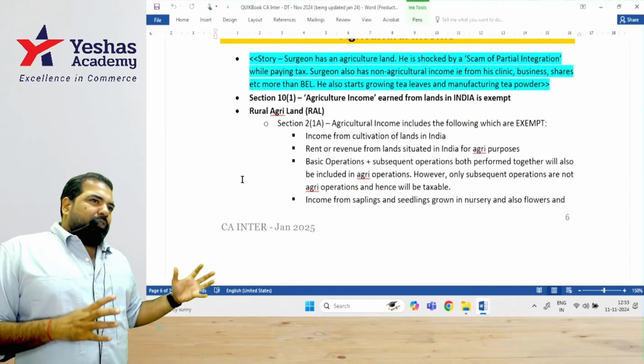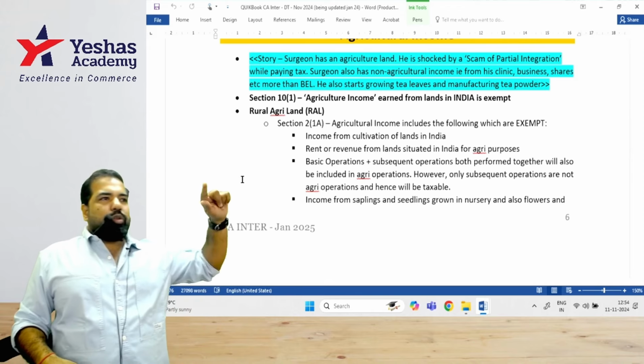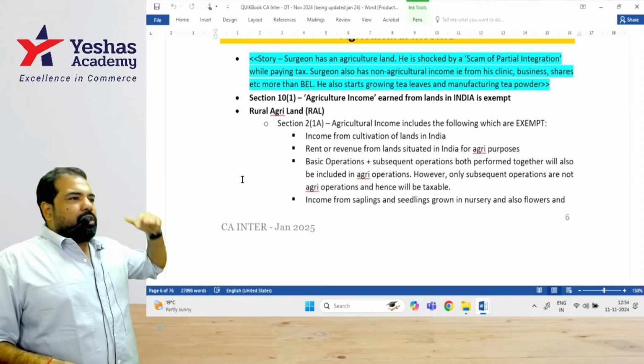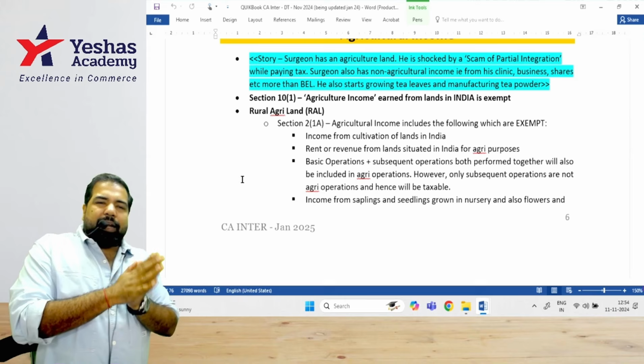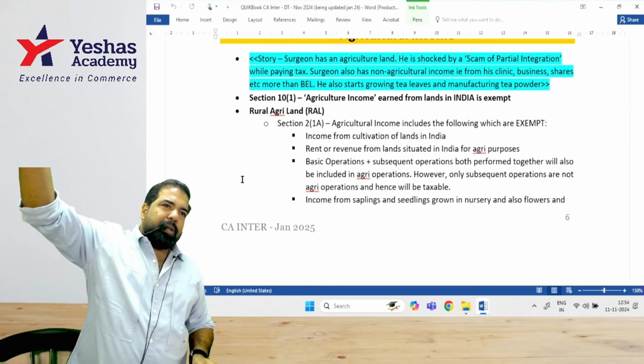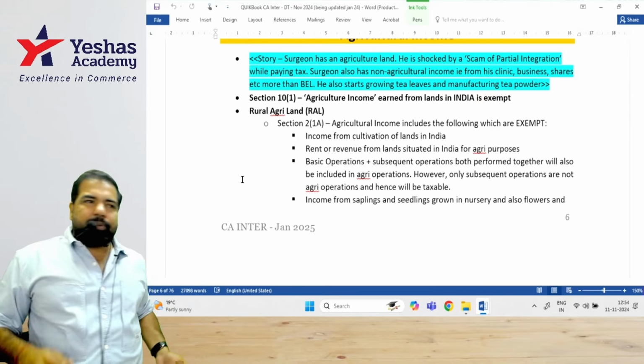While this is the biggest set of exempt income, guys, there are some other exempt incomes. Like 10(2) says if your HUF has already paid the tax, then on the share of profit, will you again pay tax? No, it is exempt under section 10(2). Partnership firm has paid the tax, share of profit of the partners, 10(2)(a) exempt.